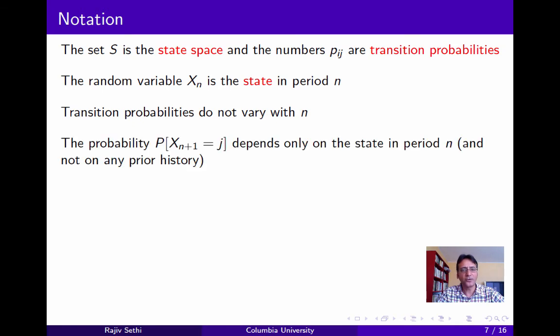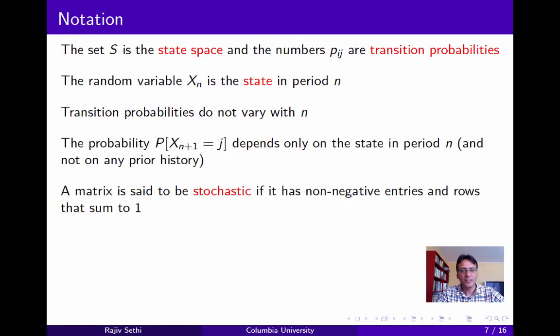Now in words, the Markov property says simply that the probability that the state in period n plus 1 is equal to j depends only on the state in period n and not on any prior history. We say that a matrix is stochastic if it has non-negative entries and rows that sum to 1. And it's clear that the transition matrix P is stochastic because the sum of the probabilities Pij, summing across all states j, is equal to 1.